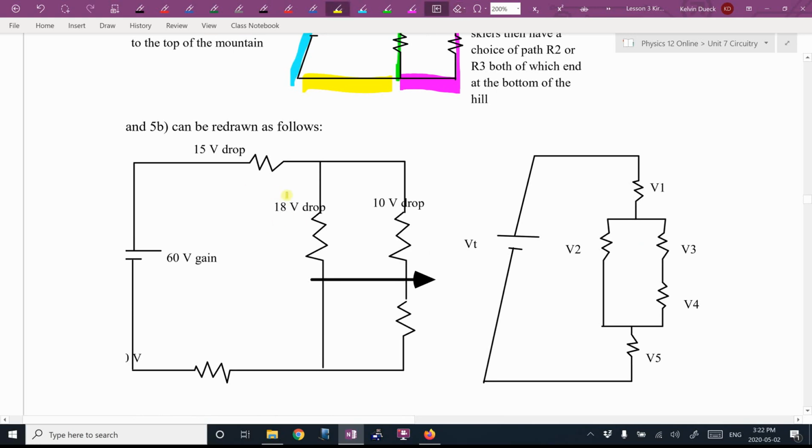So here's the original circuit. We would say, okay, everyone gains 60 volts going through the chairlift. Everyone loses 15 volts here. And then the better skiers go on this 18-volt hill, which is a little higher. The weaker skiers go on the 10-volt hill, followed by the 8-volt hill. Still going through 18 volts of loss, so we are still going to end up at the same height. And then all of us go through the final hill, which was, I think, 27 volts, if I recall.